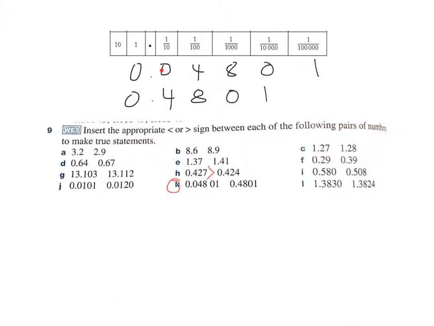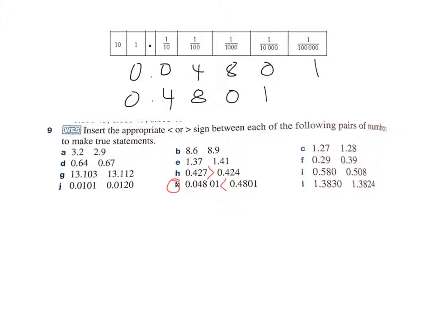We have a 0 for the first number and we have a 4 for the second number for the tenths place value. Now we know immediately that 0 is less than 4. So this number here must be less than this number because the number 4 is greater than the number 0. So now all we have to do is write the less than sign. So 0.04801 is less than 0.4801 because 0 is less than 4.